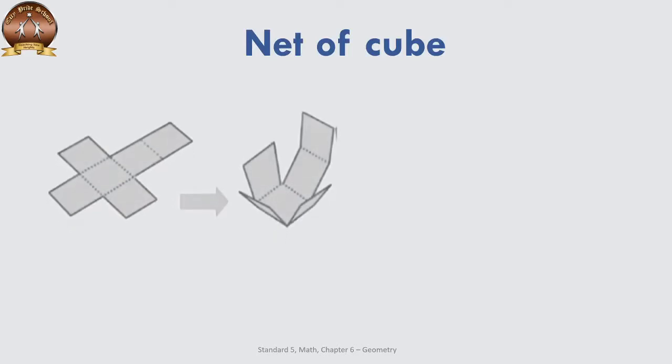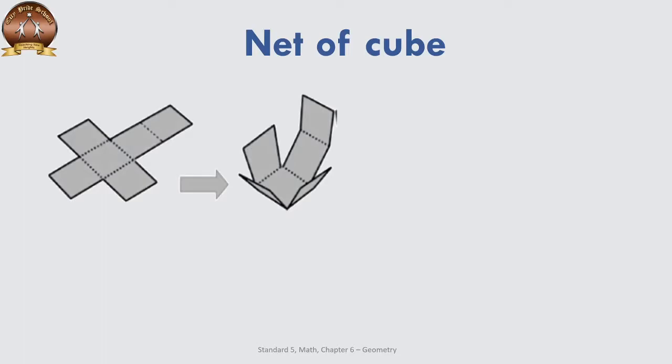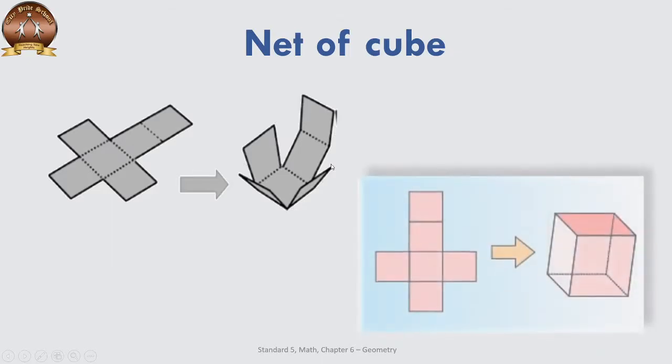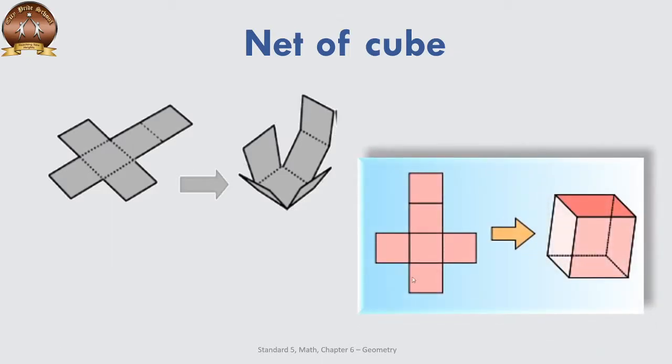Let us learn about another important point, that is how the net of a cube looks. I told you that you can make a 3D shape from a 2D net. Now see, this is a net here. If you take such a shape of paper and you fold it at the given dotted lines and fix it using tape, you get the cube. So this net forms this shape. So this is known as the net of the cube.